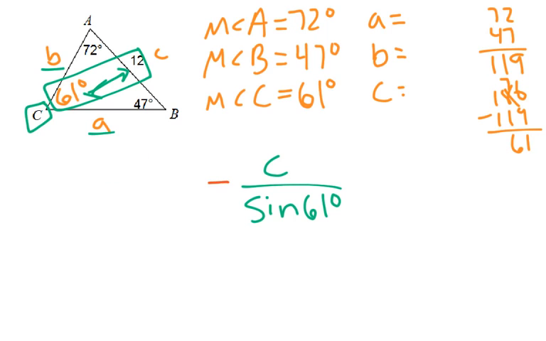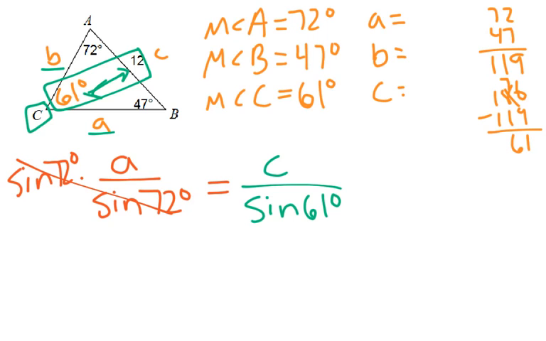And then we just set it up. So equals, well, let's look for A first. A is opposite 72 degrees, so we put A over sine of 72. Then to solve for A, we multiply both sides by sine of 72. And we know what C is, we should have put the number there, 12. So then in your calculator, you type 12 divided by the sine of 61 degrees, and multiply by the sine of 72 degrees. And we get about 13.05.